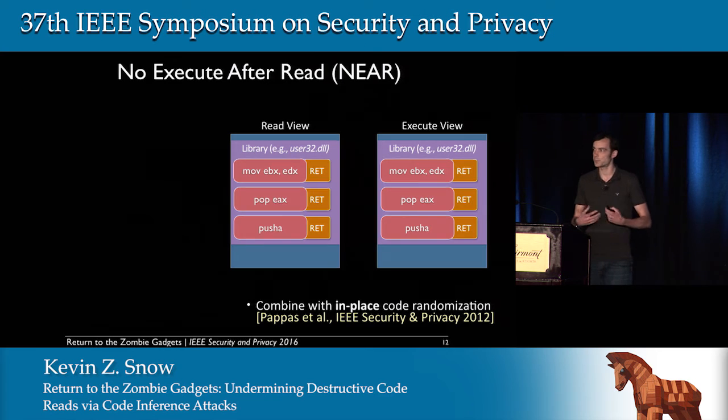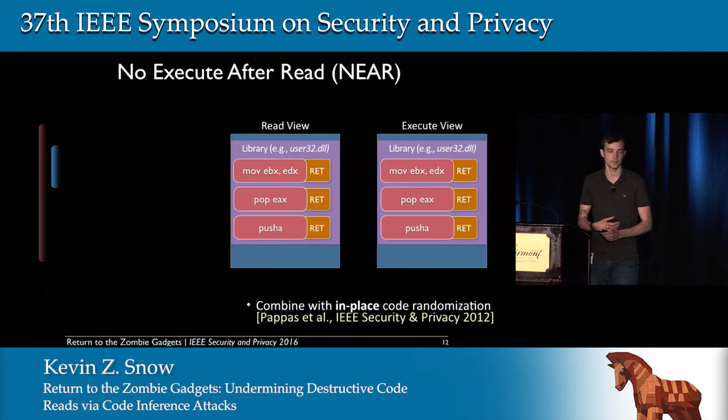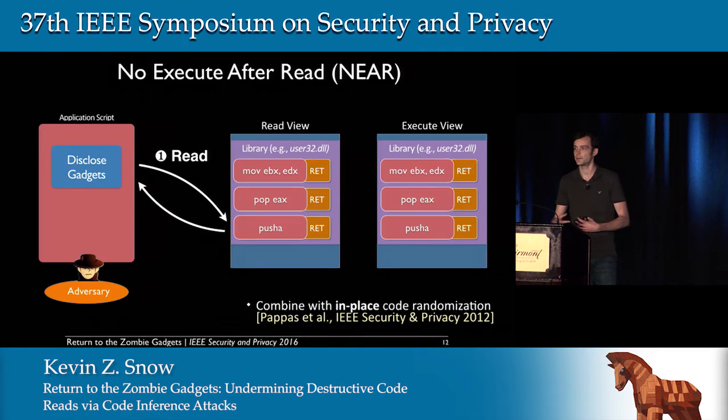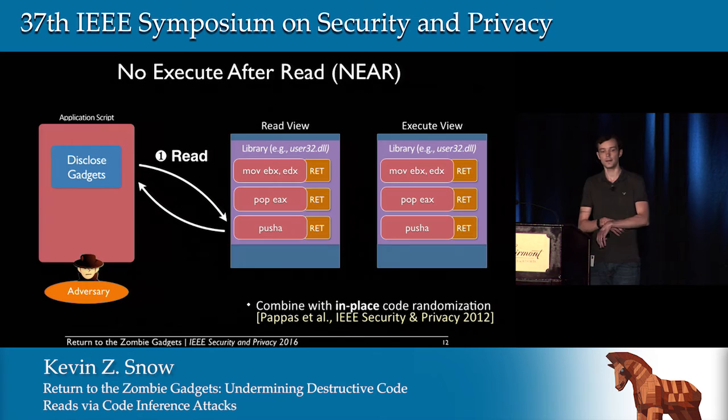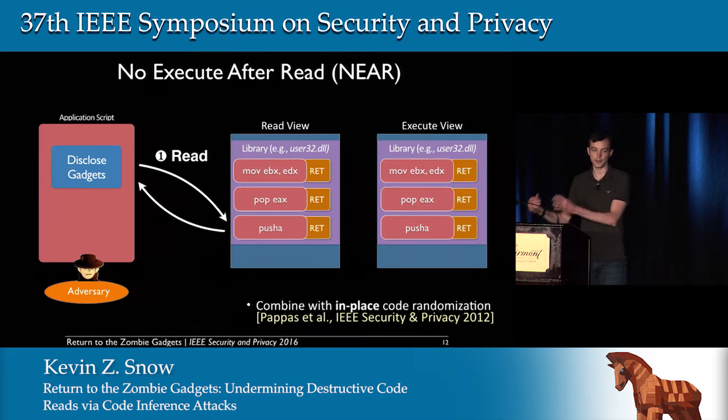So if we look at how this works when a multiple memory disclosure attack is occurring, the attacker has their script. They're using memory disclosure vulnerabilities to read all the code in the code section. This takes them to the read view because they're reading code sections. And so they would actually retrieve all the gadgets in the code section. This mitigation wouldn't stop that.